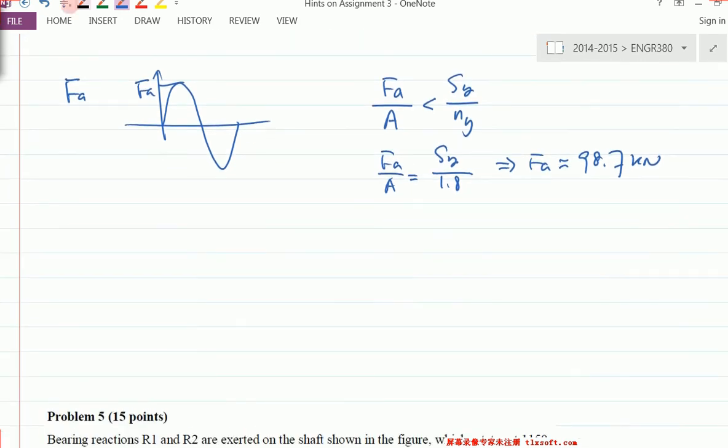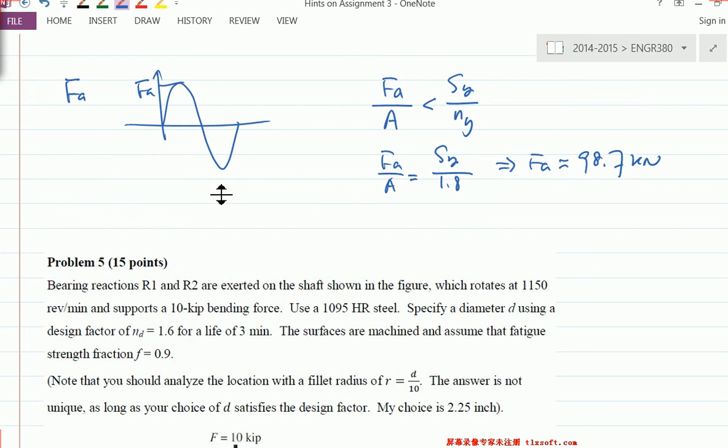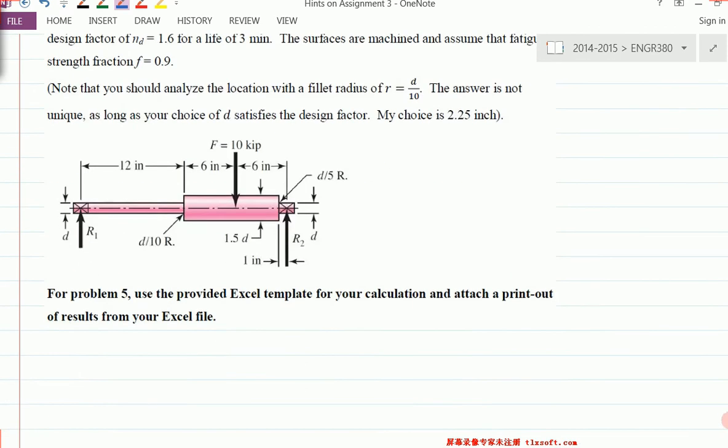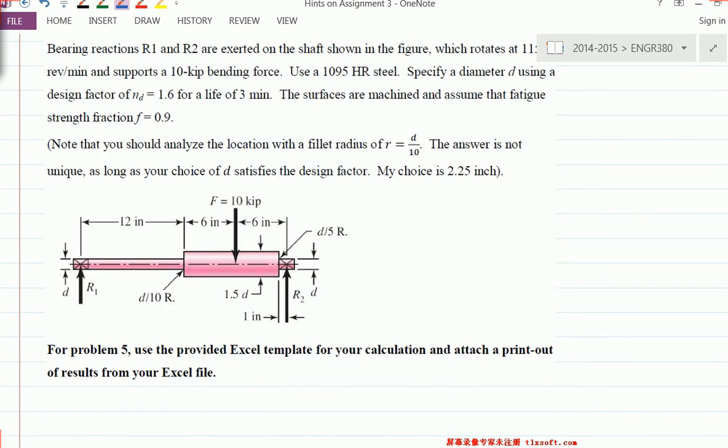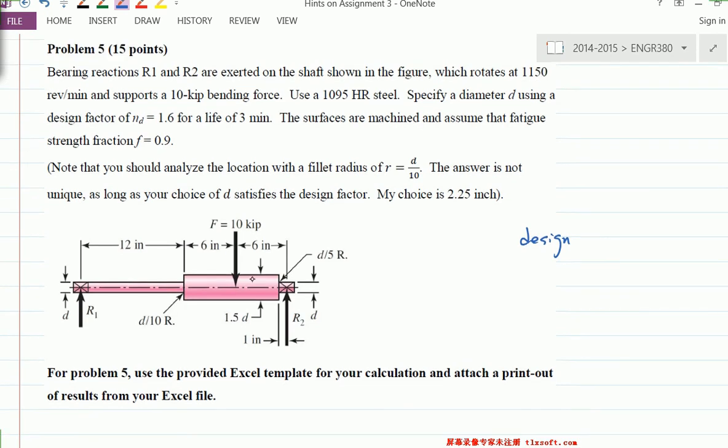Okay, so number 5. Number 5 right here. Number 5 is more of a design question, because you're given all the loading conditions and the shaft layout, and then you're considering what is the minimum shaft size that you can use to satisfy all the conditions over here.